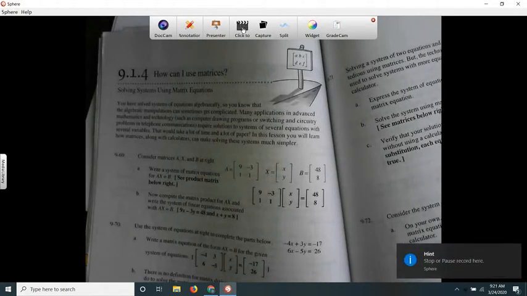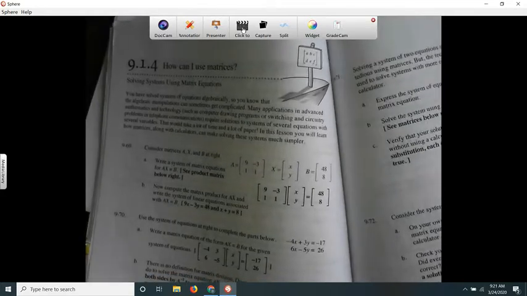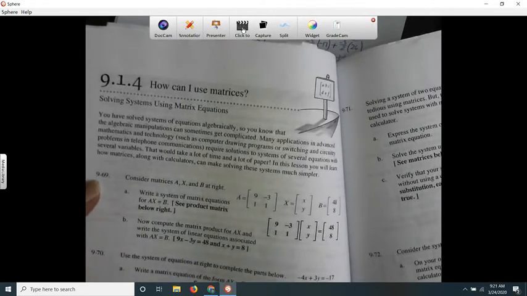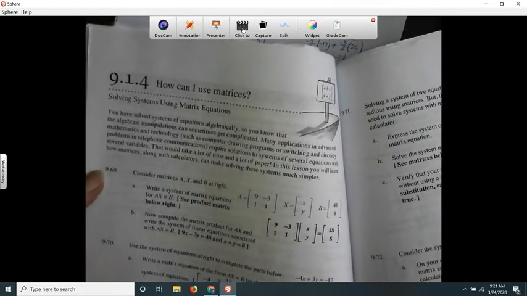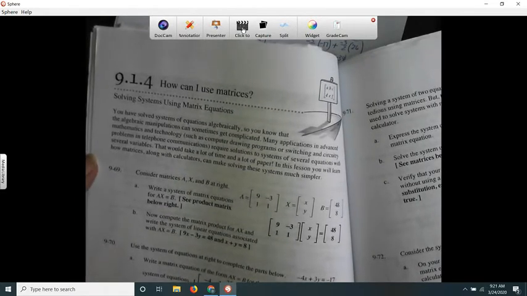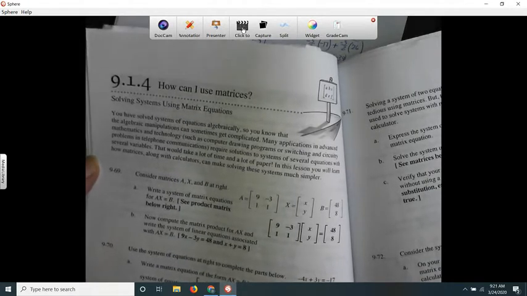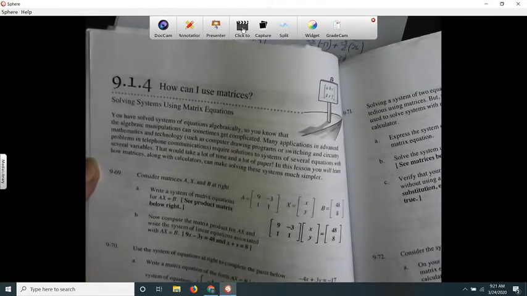This is your pre-calculus 9.1.4 lecture. I think this is going to be part 1, and we'll have a part 2 after this. So in 9.1.4, we're going to start using our matrices to solve systems of equations, and we can do them with paper and pencil if it's a 2x2 matrix, but we're also going to teach you probably in the next video how to just use your calculators.